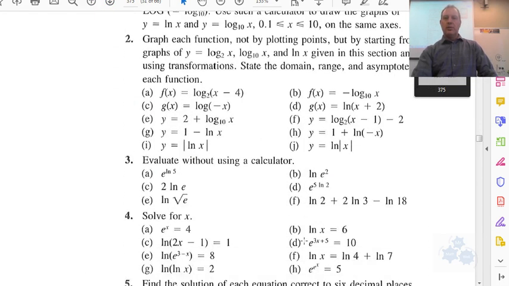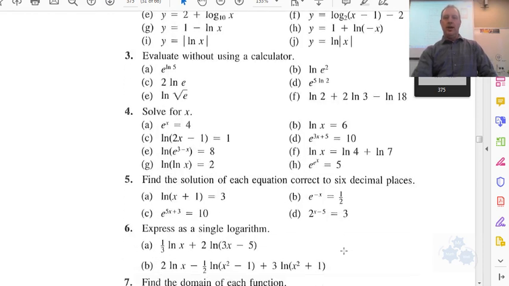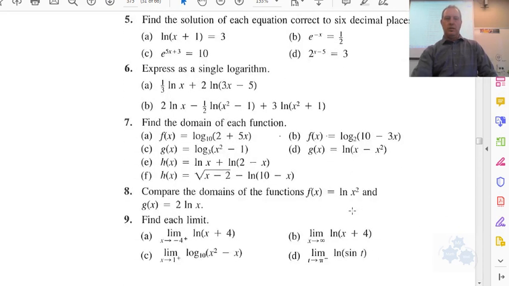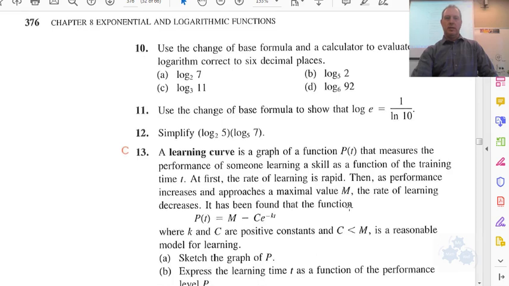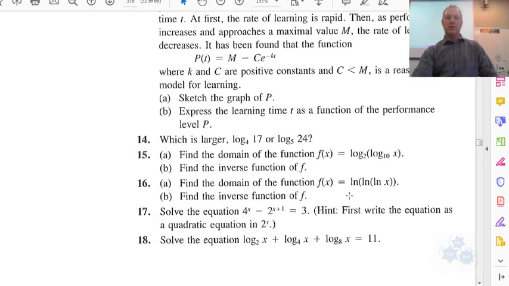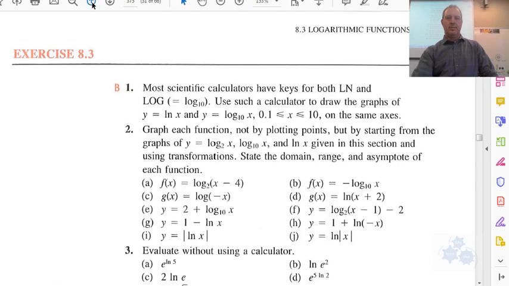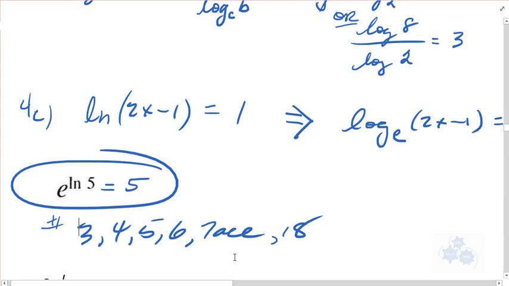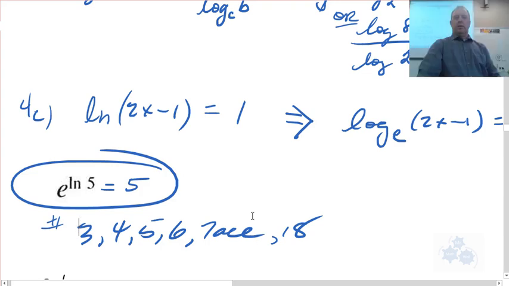So here are some questions for you to work on. All of them? Do all of them? No. You want me to just give you some important ones to work on? Okay, do the odd questions only, and then do the even questions.